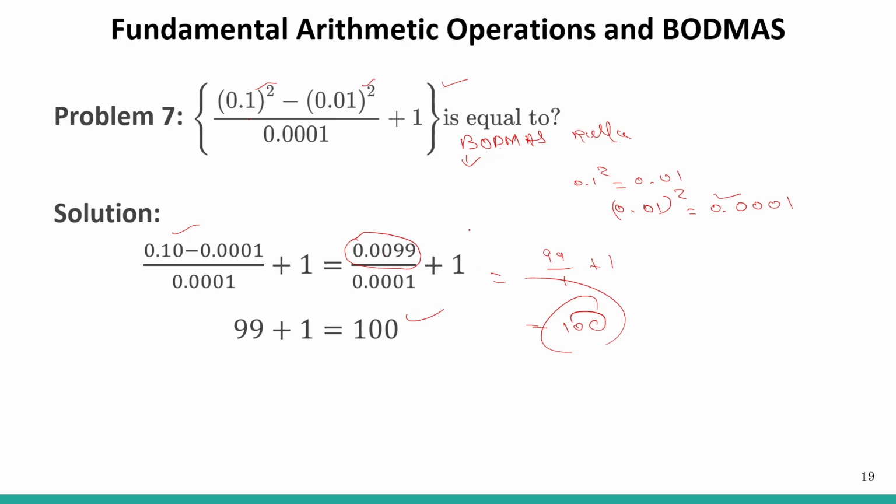Now the remaining part looks like this. To simplify this one, the division again, we multiplied by 10 power 4 on numerator and denominator both. Then what we are left with is 91 plus 1, that is actually equal to 100. That's why 100 is the correct answer.